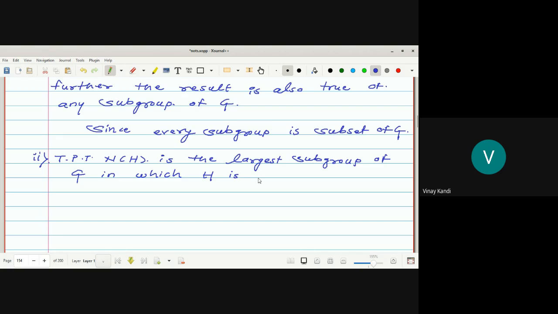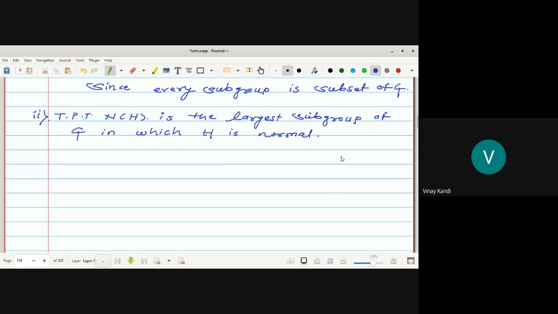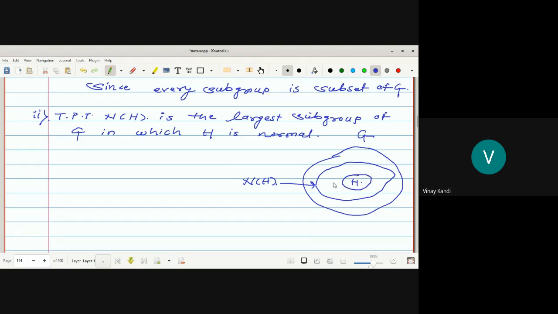Okay, that is, suppose this is the group G. Then this is the normalizer of H, a subgroup of G, and this one is, suppose, H. So the normalizer of H is the largest subgroup of G in which H is normal. That means H is inside the normalizer of H, which is a subgroup of G. Okay, म्हणजे या normalizer of H पेक्षा कोणताही असा एक मोठा subgroup exist होत नाही.